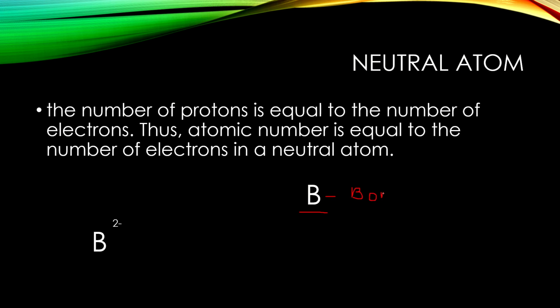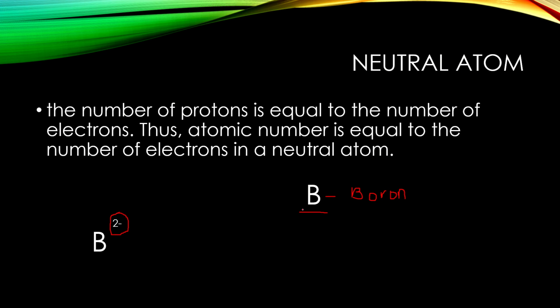Okay? The element is boron. As you can see, there are no charges on this boron. So, meaning, this element is a neutral atom. There is no charge. What do you mean by charges, ma'am? So, when we say charges, it can be seen in the upper right corner of the element. It can be positively or negatively charged.